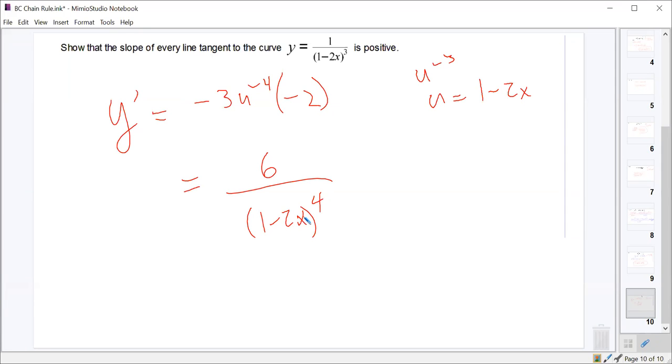And what can we tell about this? Well, 6 is always positive, and 1 minus 2x, whether it's positive or negative, when you raise it to the 4th power, this is always greater than 0, as long as 1 minus 2x doesn't equal 0. And do we need to worry about 1 minus 2x equaling 0 for our original function? No, because it's undefined if 1 minus 2x equals 0. Good or no? Good. All right.